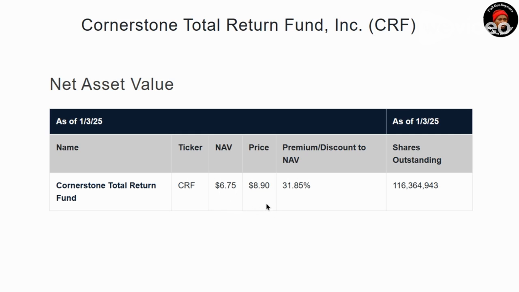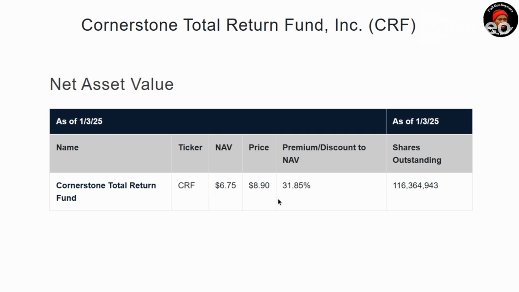So when you're on E-Trade and you buy 100 shares at $8.90, when they pay that dividend, CRF pays monthly, they're going to purchase new shares for you at the NAV price, so at $6.75.